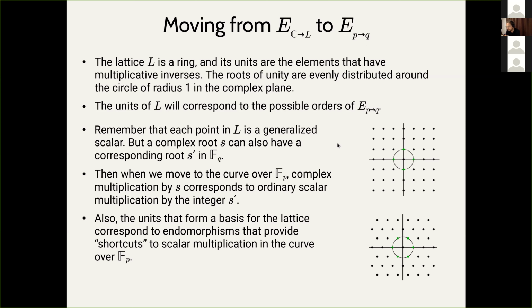And what do you mean when you say the units correspond to the possible orders? What does it mean, order of E_P arrow Q? Oh, sorry. The possible orders of E_P as you vary the coefficient B. And the number of those, the units of L correspond. I see, and you haven't said how this correspondence happens. Yeah, I will get to that.